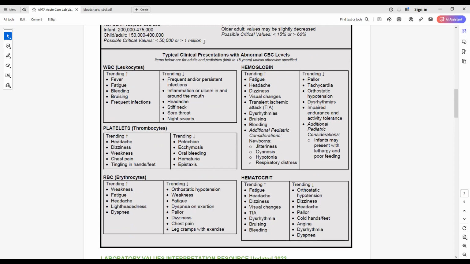So what are the typical clinical presentations with abnormal CBC values? White blood cells or leukocytes. If there is an increase in white blood cells, like leukocytosis, there will be an increase in temperature, fever, fatigue, bleeding, bruising, frequent infections. What if we have leukopenia, or a reduced number of white blood cells? Frequent and/or persistent infections, inflammations or ulcers in and around the mouth, headache, stiff neck, sore throat, night sweats.